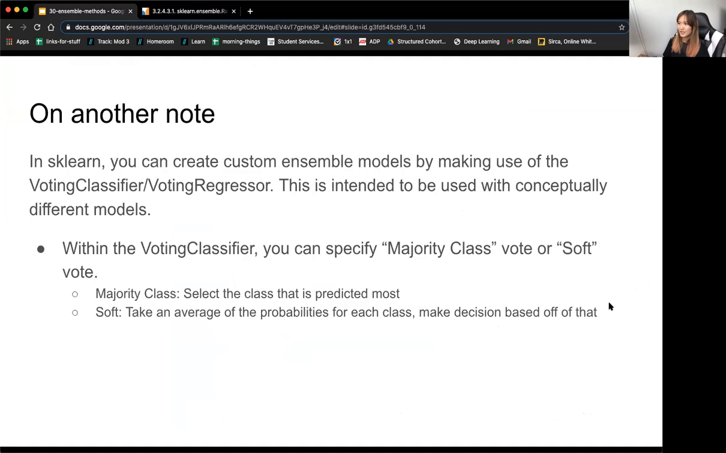All right. So on another note, you can actually create custom ensemble methods.